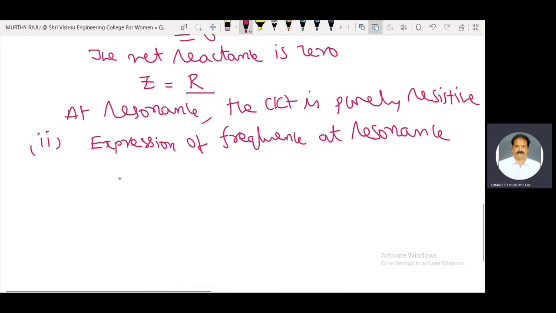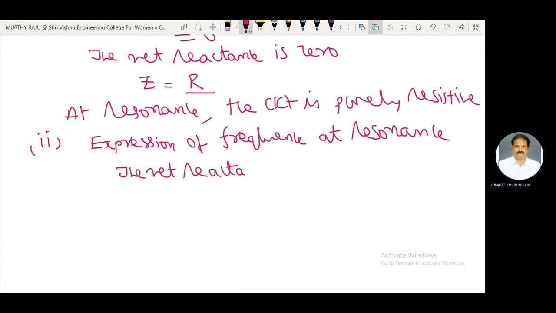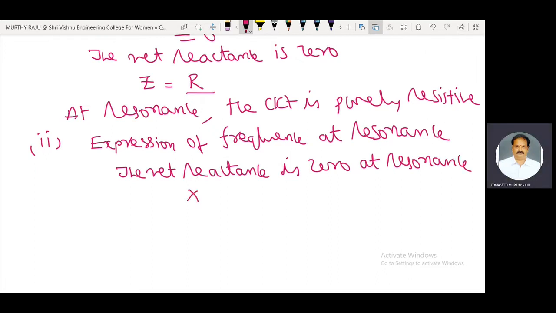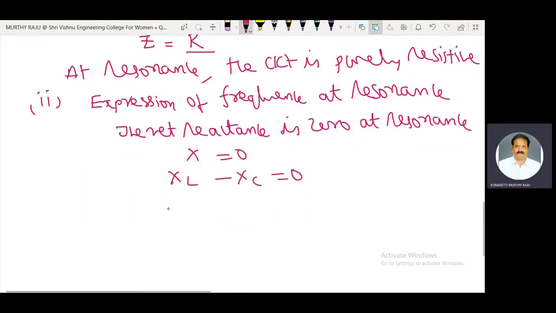At resonance, the net reactance is zero. Therefore, X is equal to zero. X is equal to zero means XL minus XC is equal to 0. XL is equal to omega L. XC is equal to 1 by omega C.